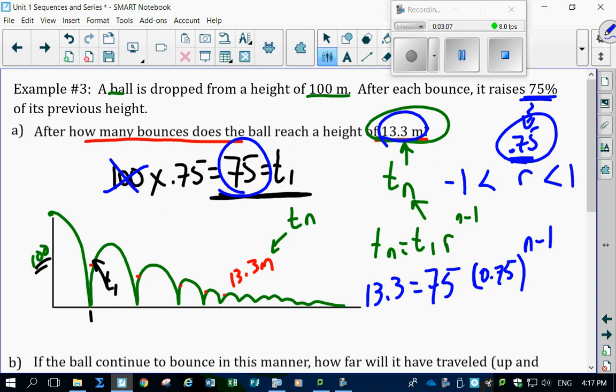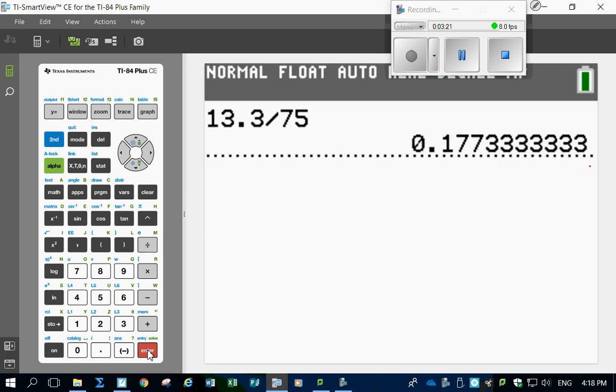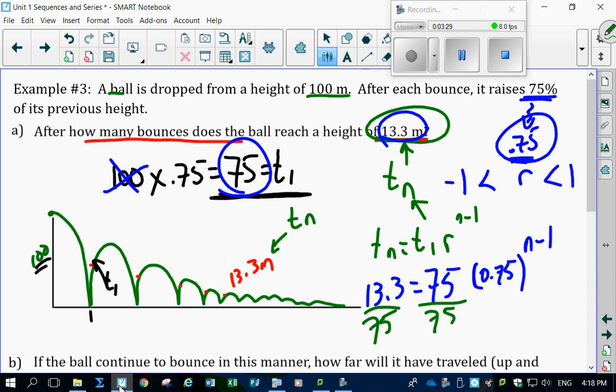Okay, so what do we do here? First things first. Divide by 75, divide by 75. So let's bring up our calculator here. 13.3 divided by 75 is going to be that ugly mess, 0.1773333. Oh my goodness. Let's deal with it with that. 0.177 is going to equal 0.75 to the n minus 1.